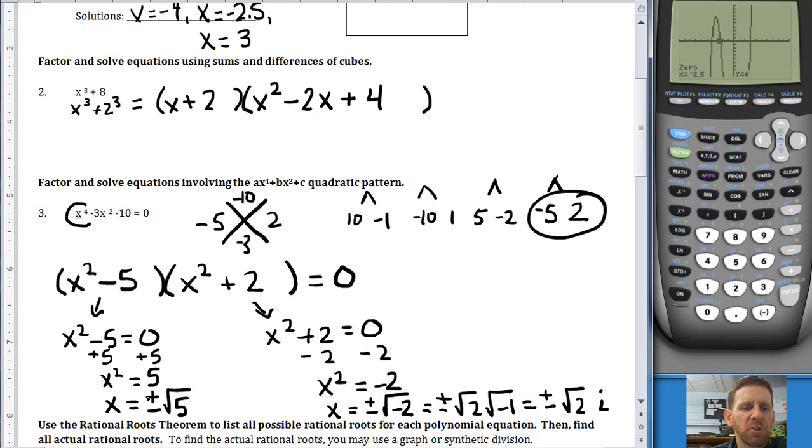So there's 4 answers here. Plus or minus the square root of 5, there's 2 of them. The other 2 are plus or minus the square root of 2 times i.